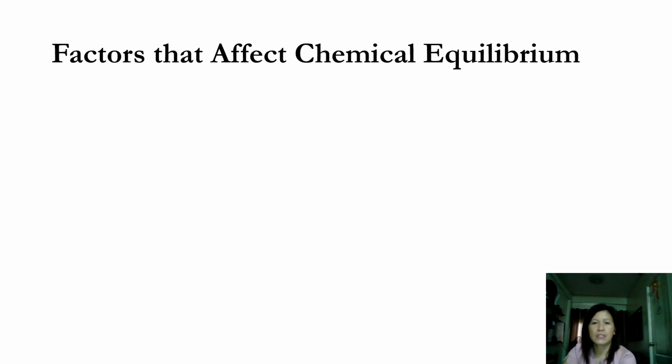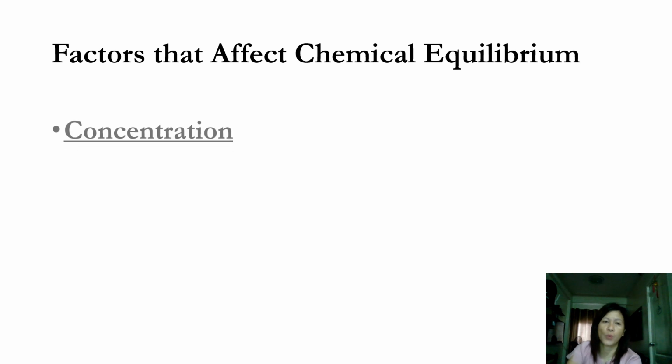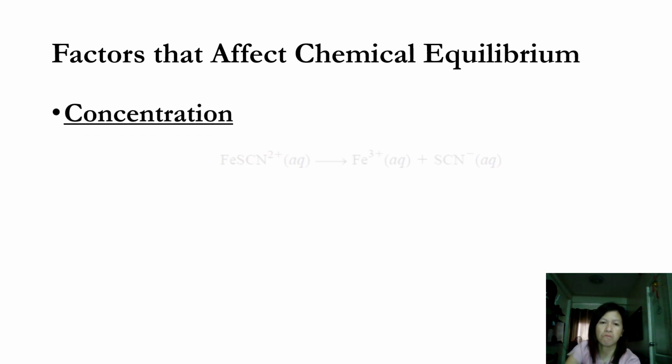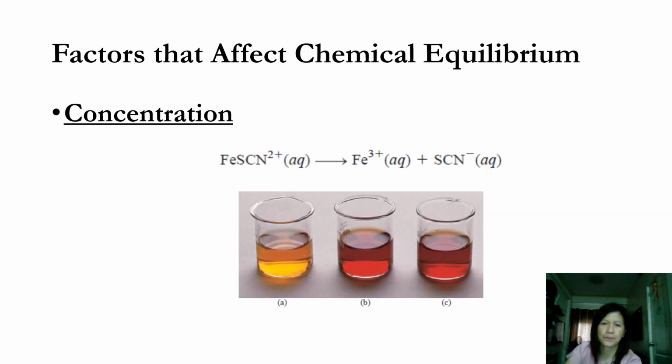Now, if there are factors that affect the rate of chemical reaction, there are also factors that affect chemical equilibrium. One is concentration. For example, we have this chemical reaction. The effect of concentration can be illustrated using the following. So we have illustrations A, B, and C. So in simple terms, increase in concentration means putting stress on the reactant side.